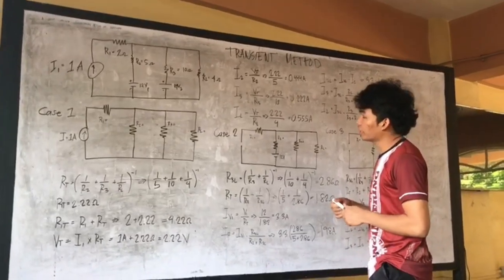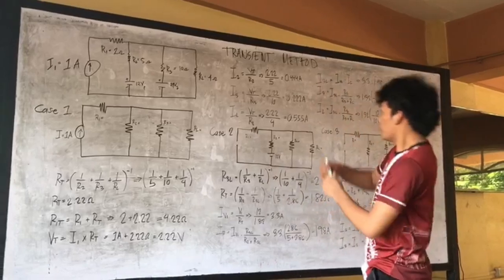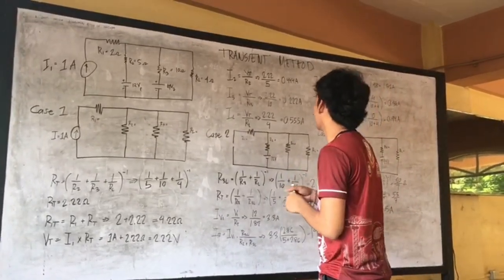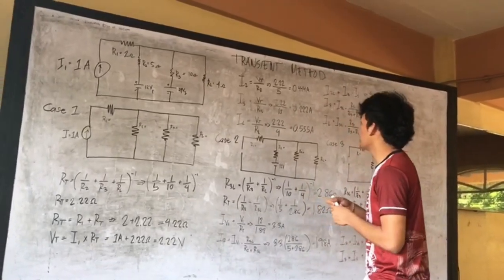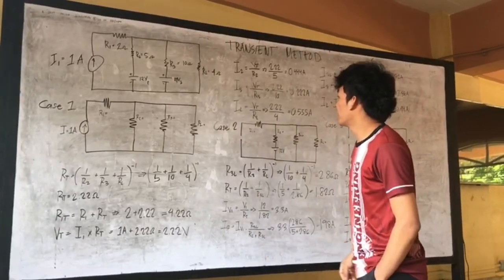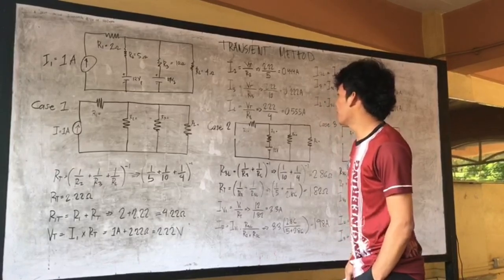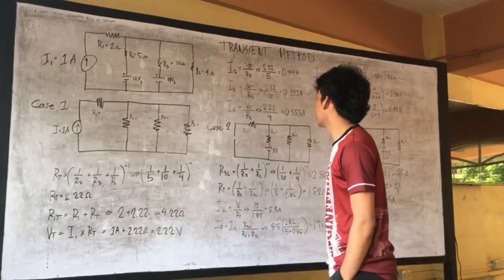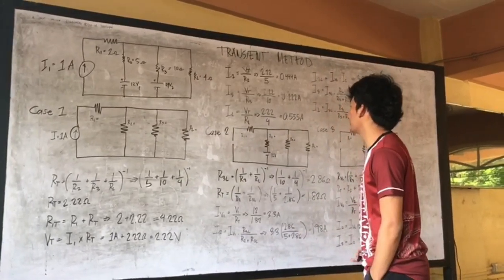Next, to get the current I2, the formula is voltage total over R2. Then substitute the numbers, 2.22 over 5 equals 0.44 amperes. And to get I3, the formula is voltage total over R3. Then substitute 2.22 over 10. The answer is 0.22 ampere.